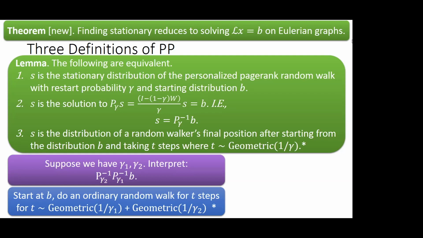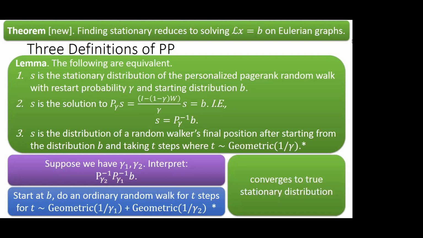So you start at B and do an ordinary random walk for t steps, where t is the sum of 2 geometric random variables, where the first has expected value 1 over gamma 1, and the second has expected value 1 over gamma 2. And so from this perspective, we can see that as gamma 1 and gamma 2 go to 0, this converges to the true stationary distribution, which is good to know.